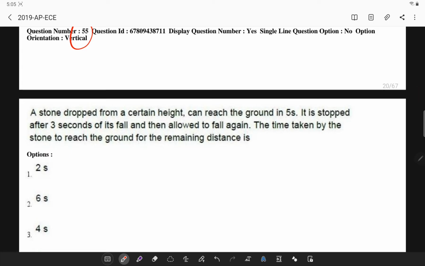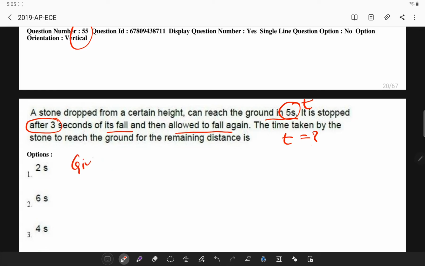So what is the question given here? The stone is dropped from a particular height and it reaches the ground. So we have the time variable, which is 5 seconds. If it is stopped after 3 seconds of its fall and it is allowed to fall again, what is the time taken is the question asked.